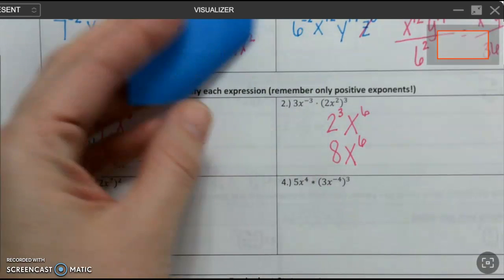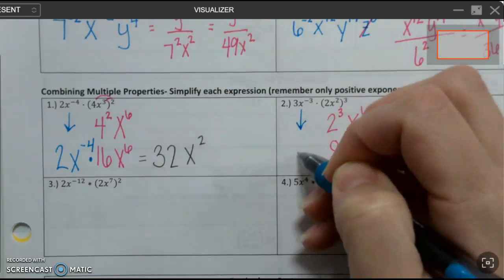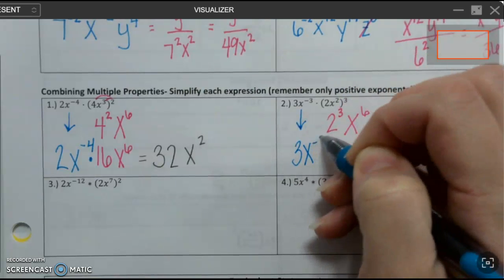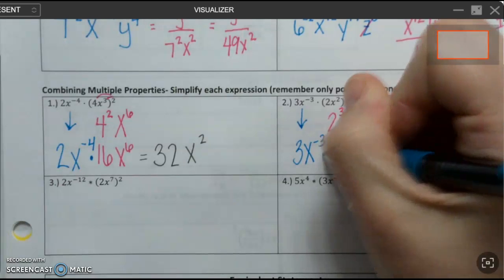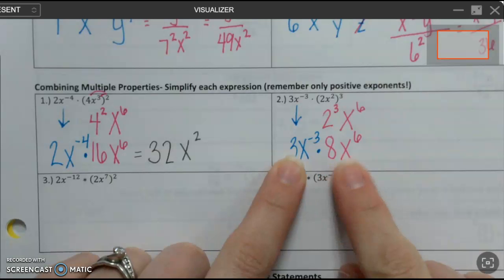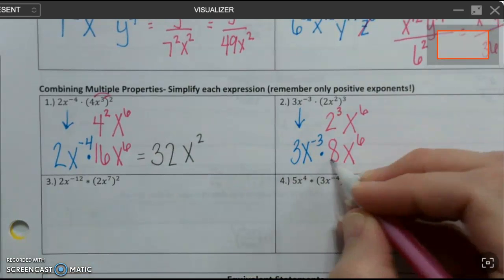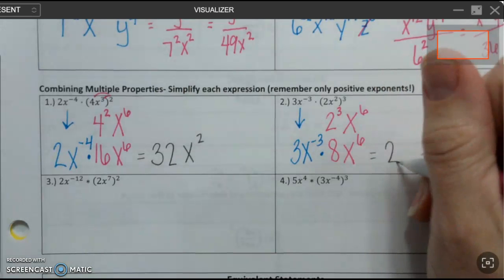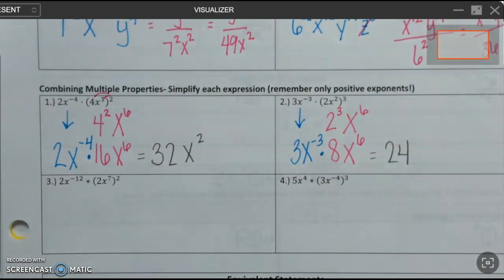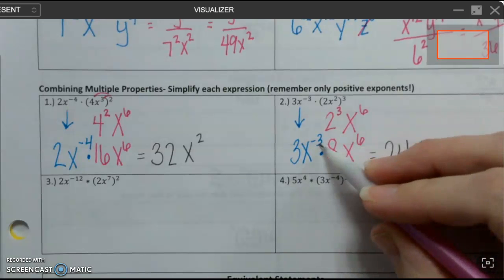Now let's go ahead and bring down this other piece. That's multiplication in between there. So I'll multiply my coefficients and I'll add my exponents. So when I multiply 3 times 8, that gives me 24. X, 6 and a negative 3 is 3.